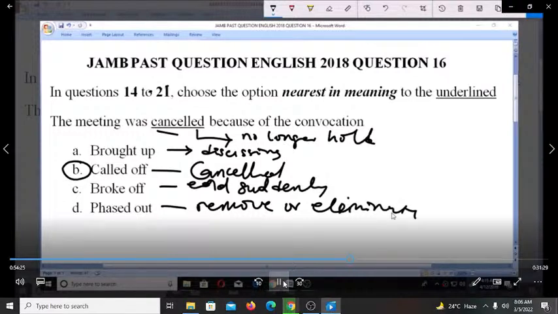So you can see that from all these, that called off is the one that is very close to cancelled or means the same thing as cancelled. And that's why we're picking option B as the answer. Thank you.